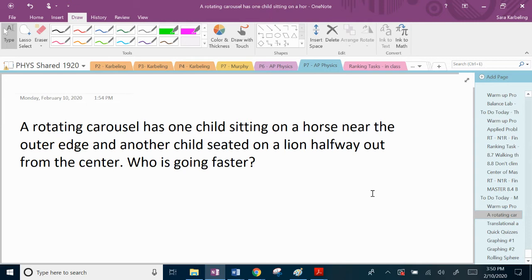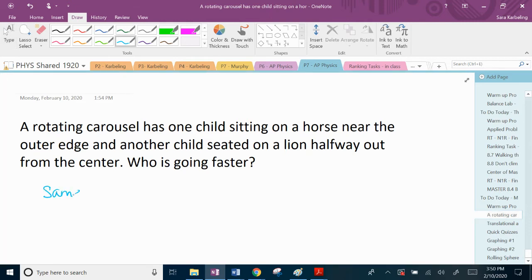Go ahead and give us a guess. They're going the same speed. So I hear somebody say same, I'm just going to write this down. I hear the same. I hear the horse. The child on the horse. I mean, yeah, I guess.